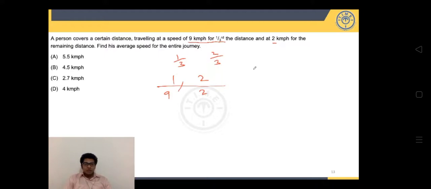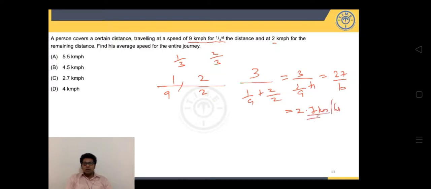So total distance will be 3 divided by total time, 1 by 9 plus 2 by 2, which is nothing but 3 divided by 1 by 9 plus 1, which is 10 by 9. So 3 by 10 by 9 is nothing but 27 by 10, which is equivalent to 2.7 kilometers per hour. Hence our choice will be C, which is 2.7 kilometers per hour. See, average speed is total distance by total time. So here the ratio of the distances is more than enough to solve the given question.